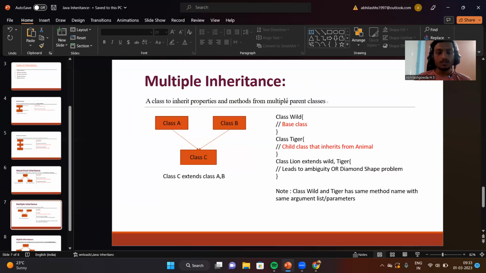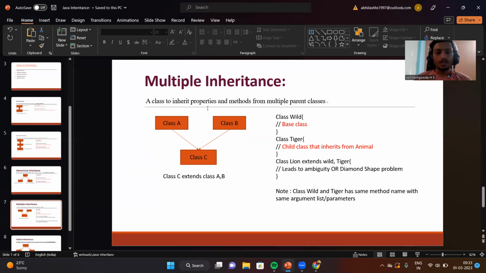Coming to multiple inheritance, which is an important concept in Java, because in Java it is not supported. To overcome this, we go for interfaces, which I will explain in upcoming videos. Multiple inheritance means a class inherits properties and methods from multiple parent classes. It means one child class having two parents is known as multiple inheritance.